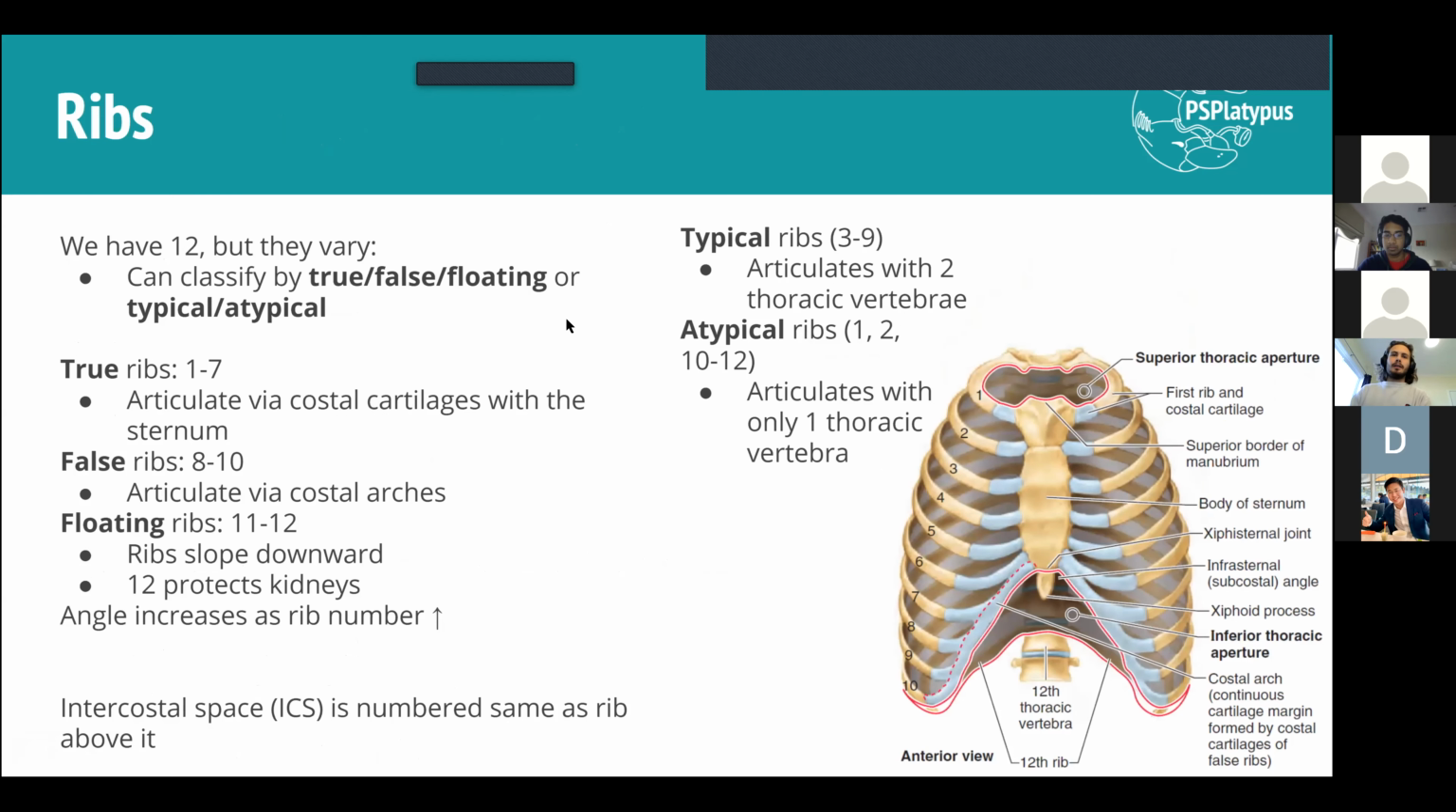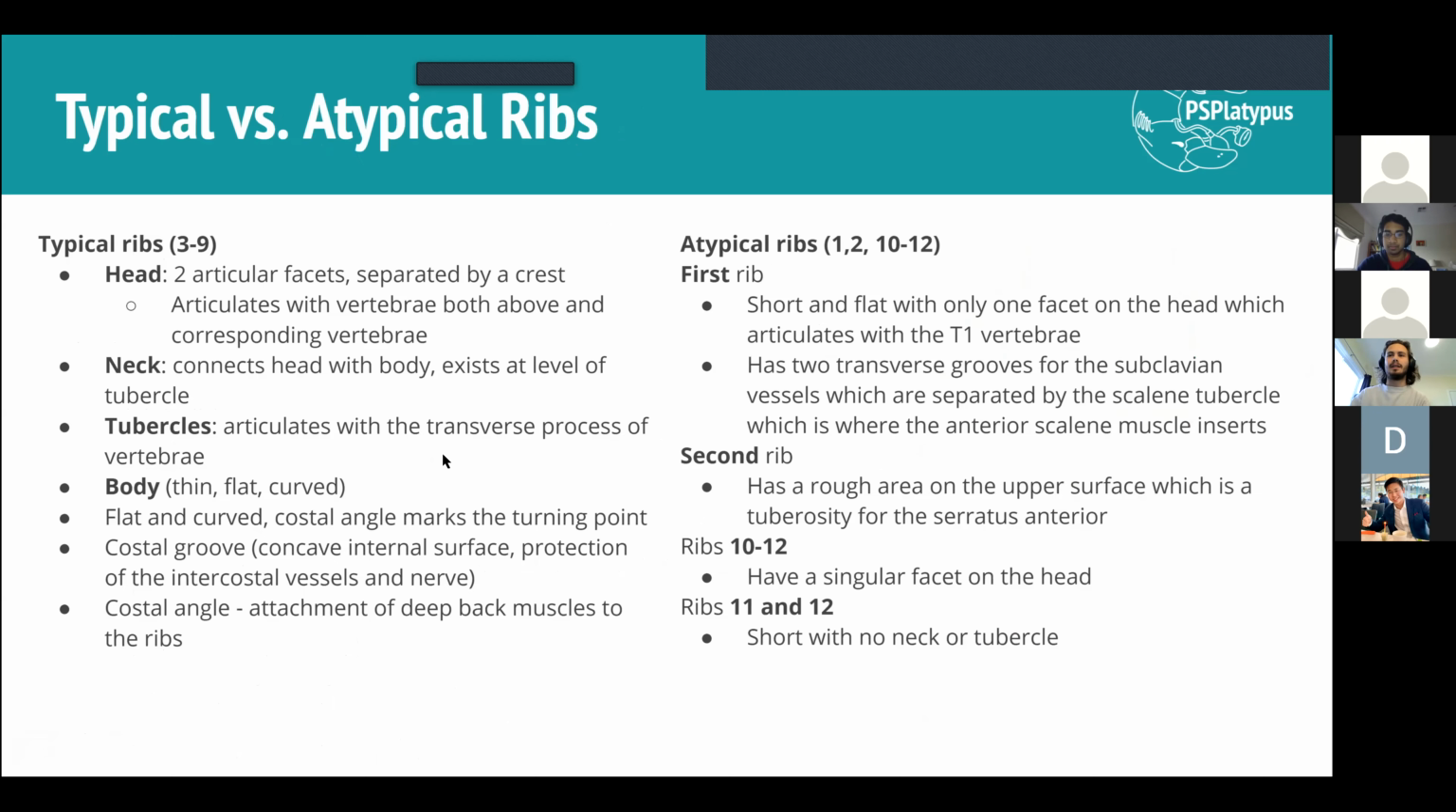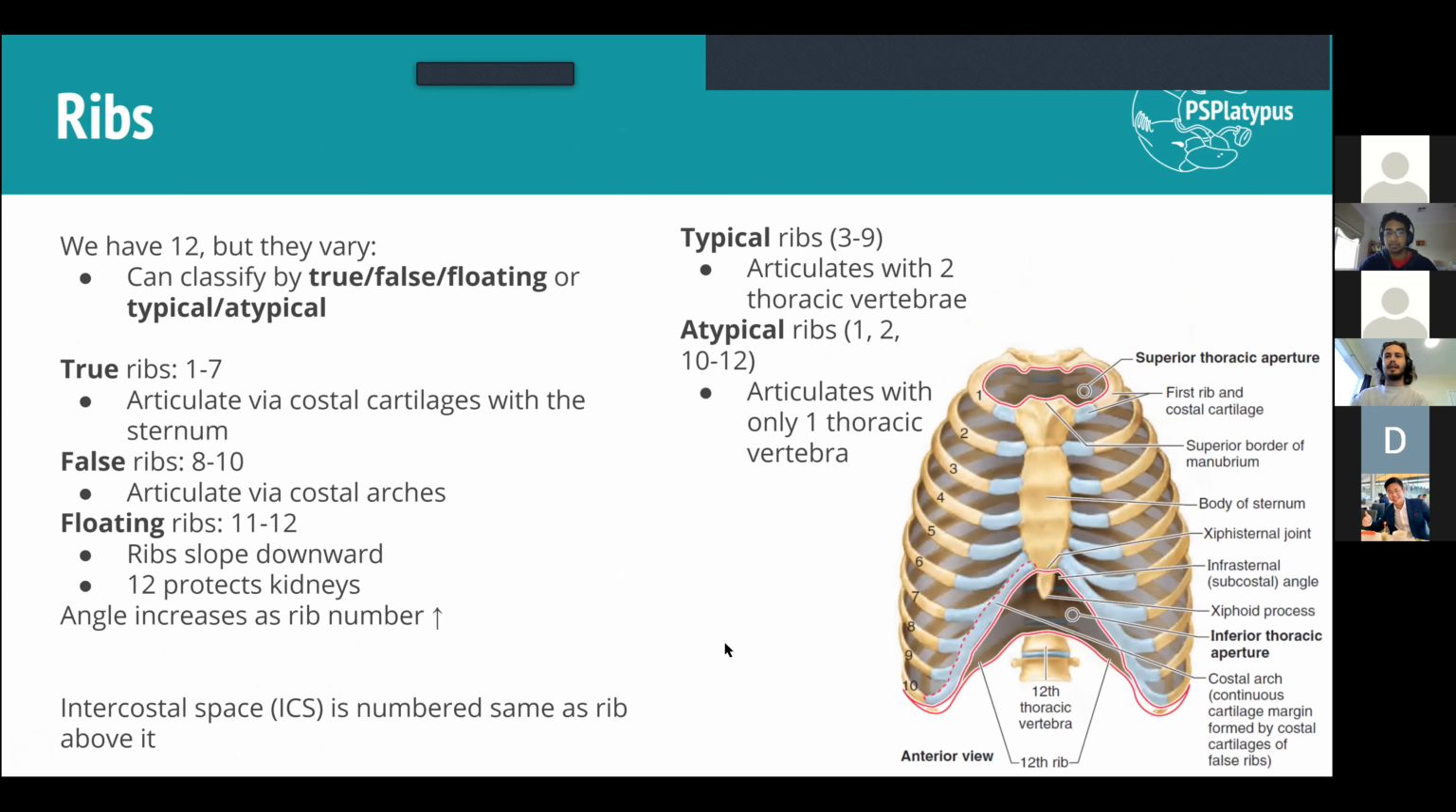So, okay, onto the ribs. Very exciting. Lots of stuff, lots of text. I think this page is probably more useful than deeply analyzing the differences between typical and atypical ribs. But yeah, I'd say this is higher yield, but even then might be a little bit overkill.